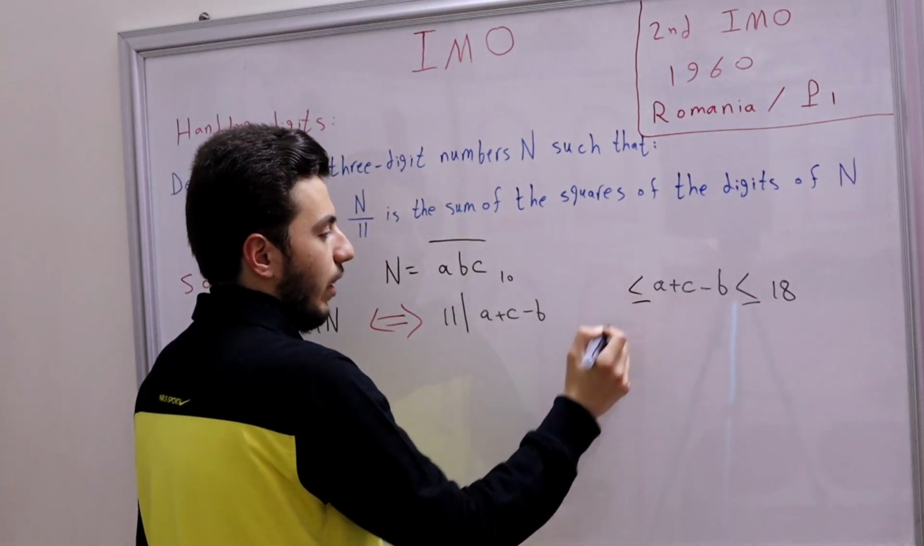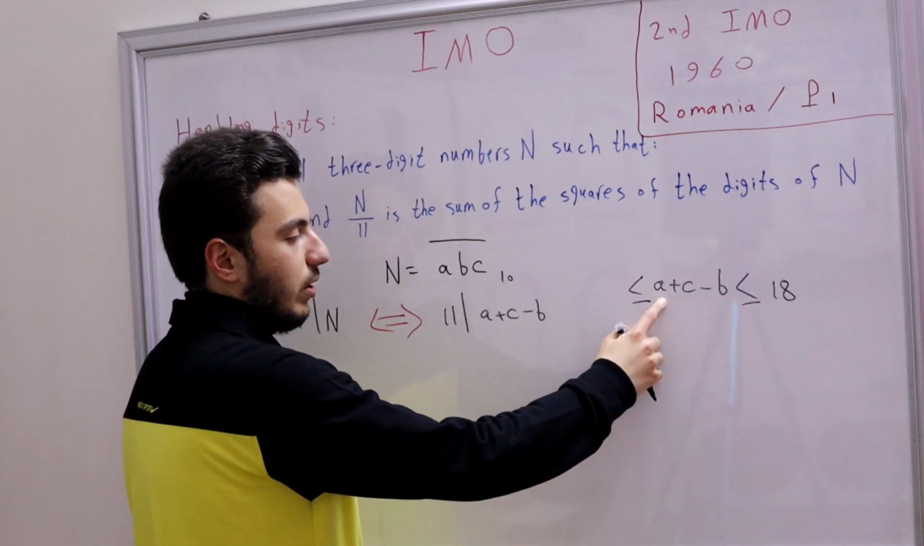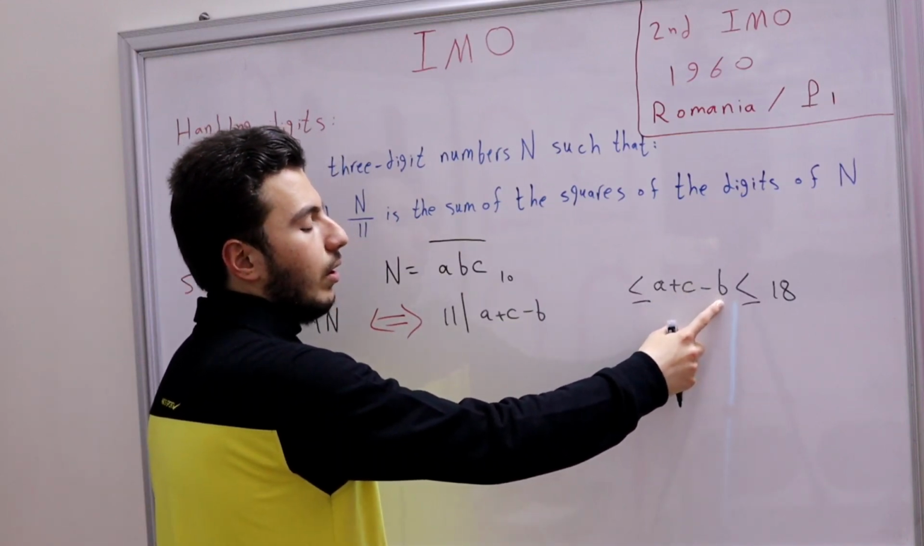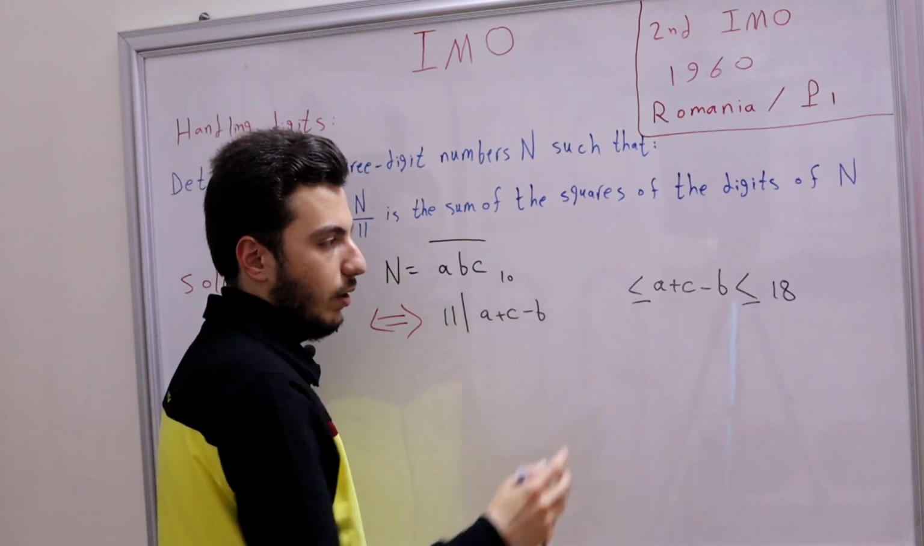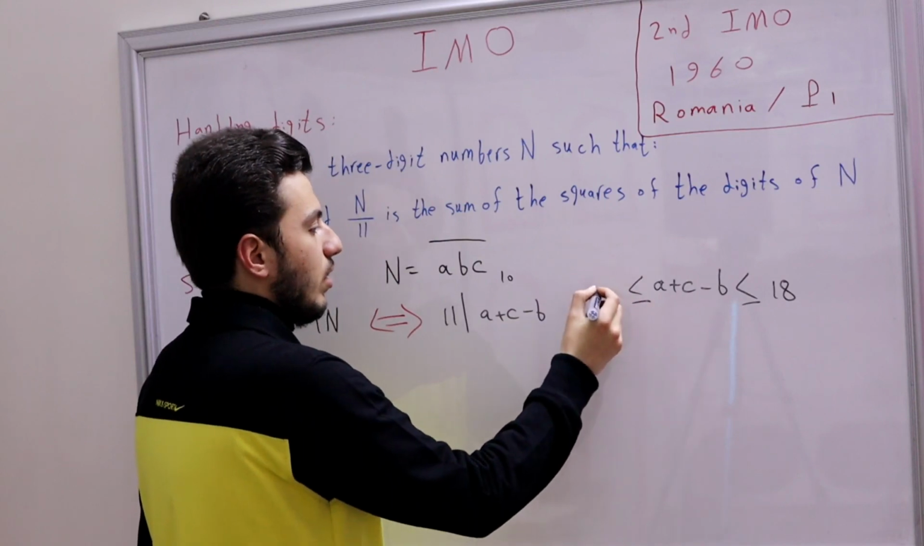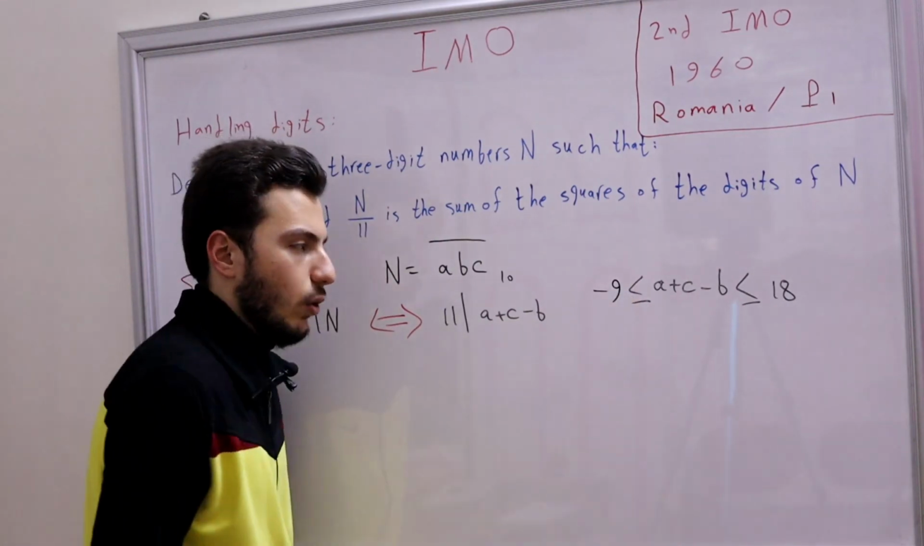What about a lower bound? Here a plus c is greater than or equal to 0, while negative b is greater than or equal to -9, because we want to maximize B in this case. So simply this is greater than or equal to -9.